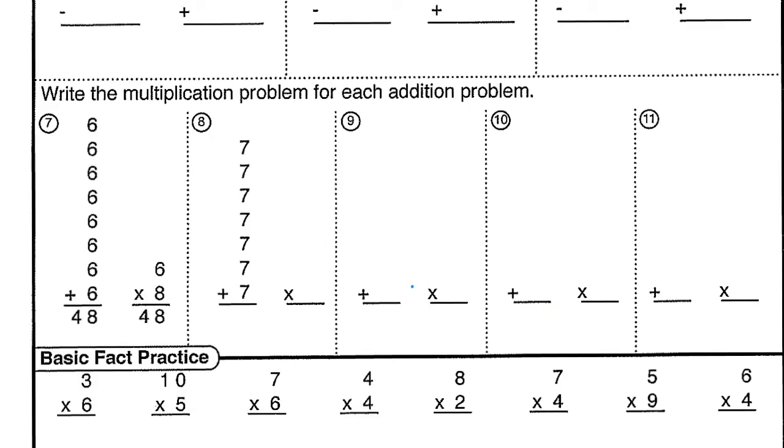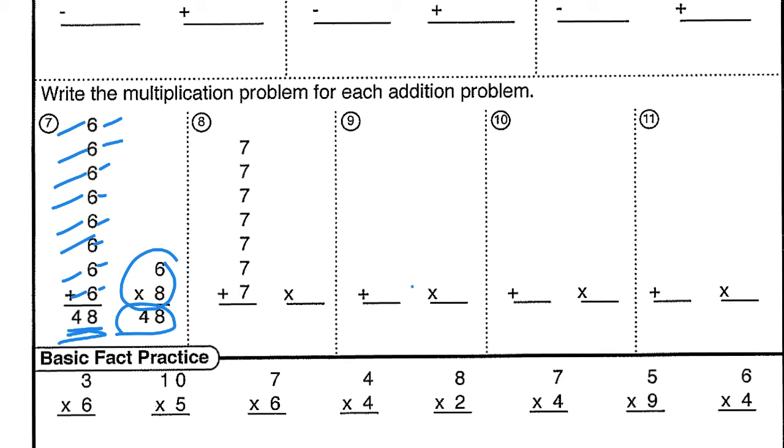All right, the next part of our lesson here, we're going to be learning that repeated addition is the same thing as multiplication, which I'm sure you already know. If we add 6 plus 6 plus 6 plus 6 plus 6 plus 6 plus 6 plus 6, we get 48. If I count these sixes, 1, 2, 3, 4, 5, 6, 7, 8, that means I'm doing 8 sixes, or 6 times 8, which is also 48.